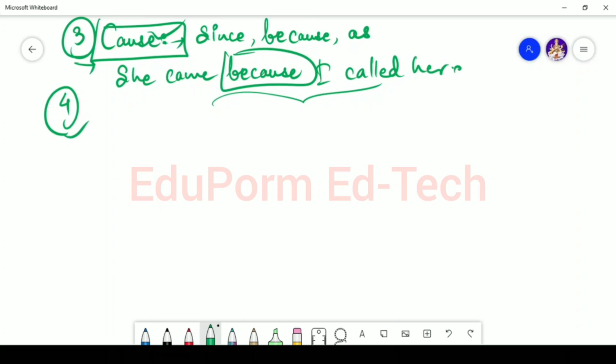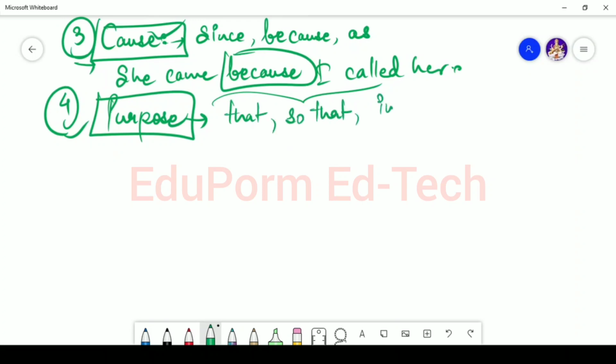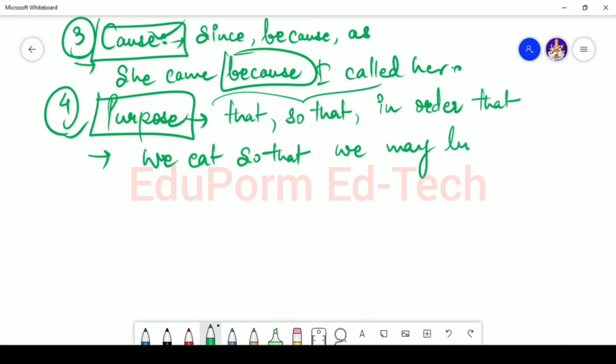Now next is the purpose. In case of purpose, you can make use of that, so that, or in order that. Now let's say, for example, we eat so that we may live. हम खाना खाते हैं ताकि हम जिंदा रह सके. ठीक है, so that is the purpose of eating, because when we eat, we get all the essential nutrients, then we get energy, and then we can work. That way our organs can function, and then we can live. So this is the purpose of eating.